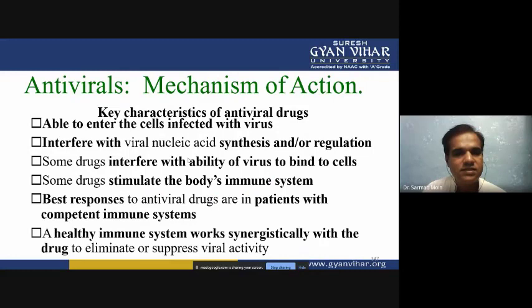Now, key characteristics of the antiviral drugs. These drugs should enter into the cells, and then they will act on the virus. They will interfere with viral nucleic acid synthesis and regulation, and some drugs may interfere with the ability of the virus to bind to the cell. Some drugs also stimulate the body's immune system, and the best responses to antiviral drugs are in patients with a competent immune system. So a healthy immune system works synergistically with the drugs to eliminate or suppress viral activity.